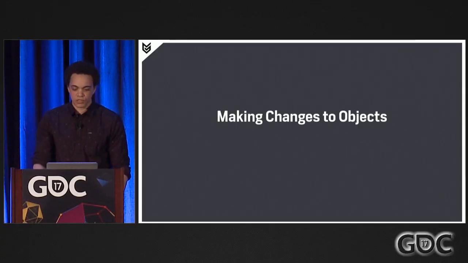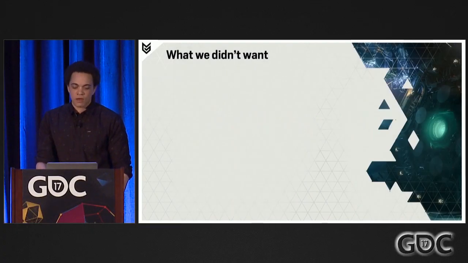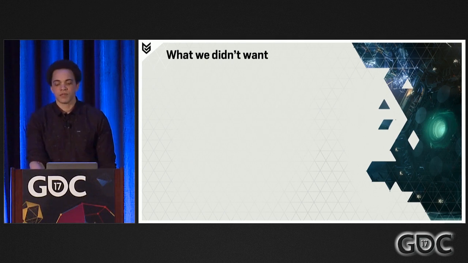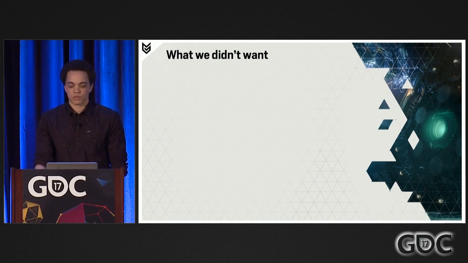All right, so making changes to objects. When defining goals or requirements, it's sometimes important to list things that you know you don't want. And in our case, after working with the Cortex editor and to a lesser extent the other legacy tools, we had a pretty good idea of what we didn't want.